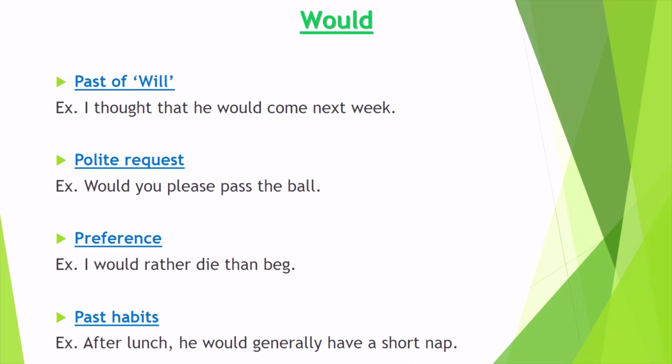Let's move next, that is would. Would is the past form of will. That means wherever we want to use will in the past, that time we have to use would. Now you will be thinking how we can use will which shows future and past. So here is the example, I thought that he would come next week. So I thought, that means I thought in the past. That he will come next week is a wrong sentence. As I told you previously also, with past we have to apply past only. So not he will, he would come next week.